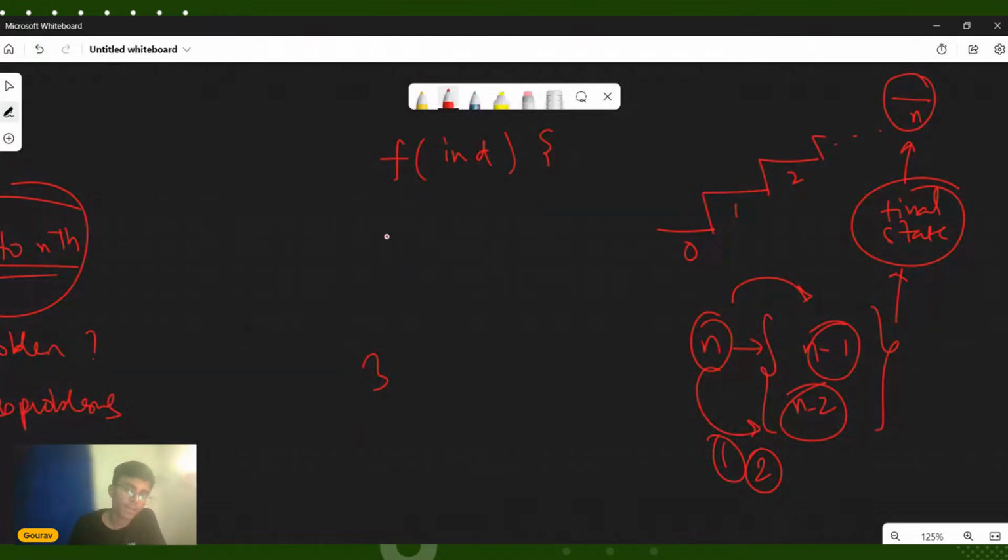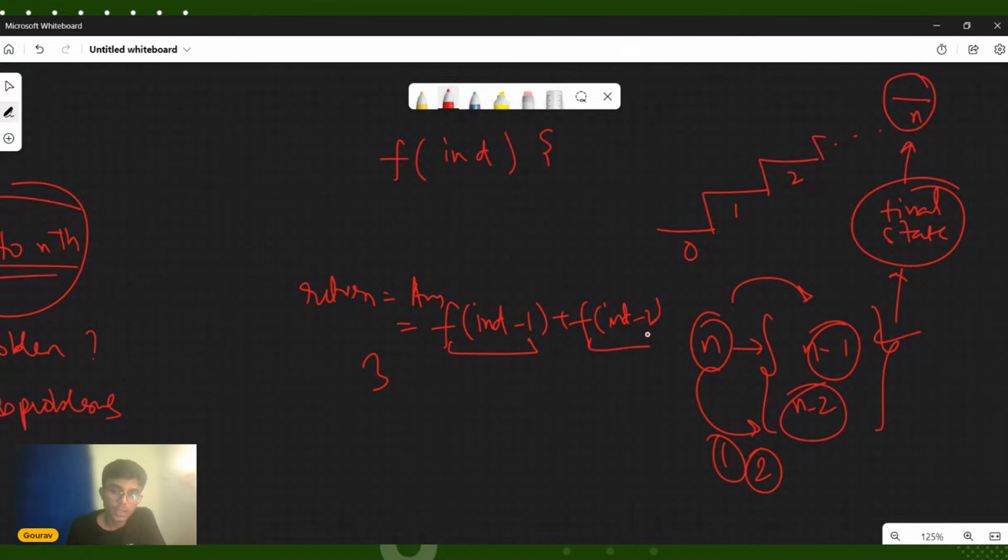So basically the total number of ways in which you have reached stair number n minus 1, and the total number of ways you have reached stair number n minus 2, will be your answer for stair number n. So what you will do is just return this value. Return answer, which will be equal to f of n minus 1 plus f of n minus 2. So this is a recursive relation.